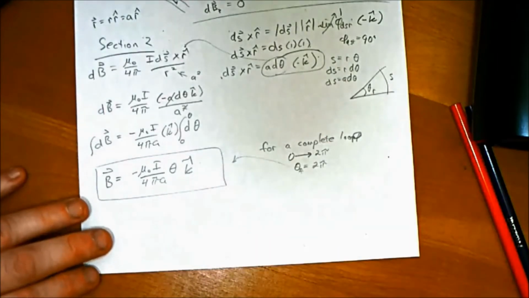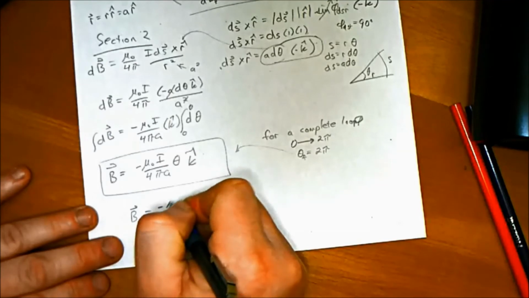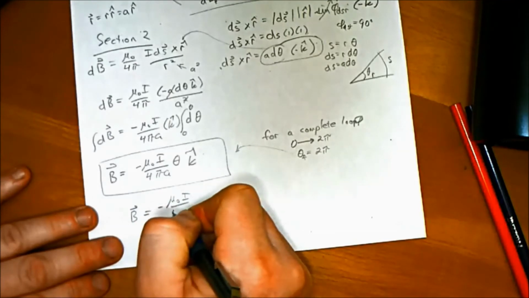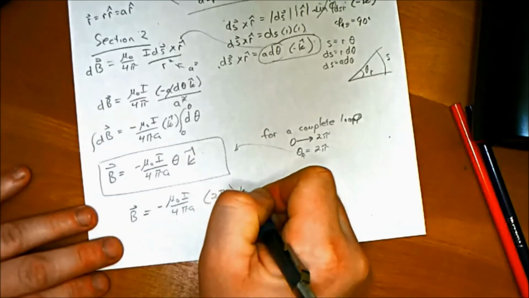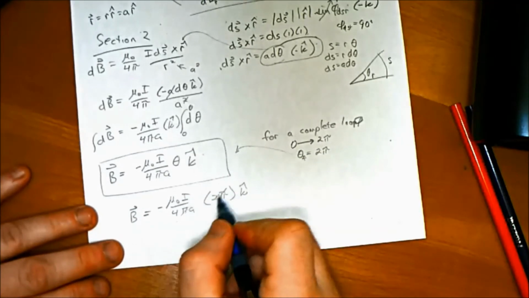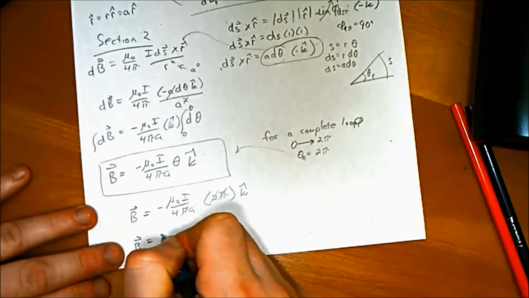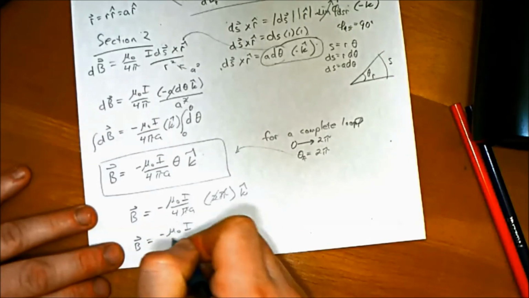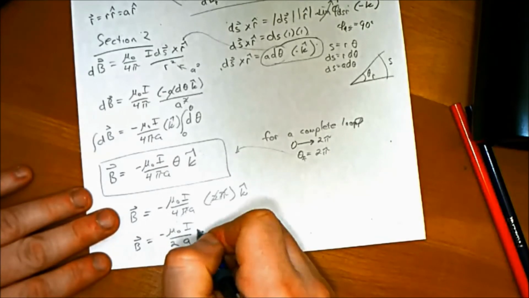Put that in the expression I've just found. B equals negative mu naught I over 4 pi a times 2 pi k hat. Well, the pi's cancel, the 2 cancels, that becomes 2. So B equals negative mu naught I over 2a k hat.